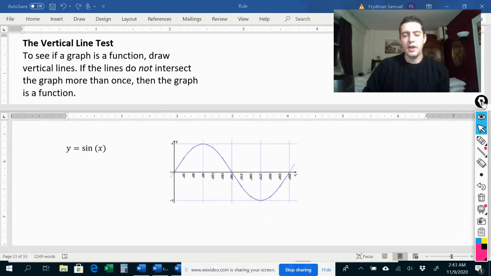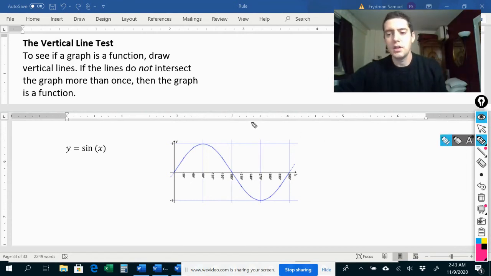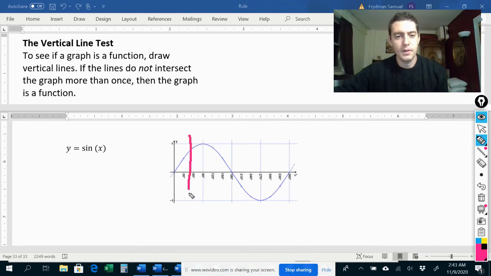All right, let's take a look at this graph, and let's use the vertical line test to see if it is a function or not. So we're going to draw a bunch of vertical lines here, and that one only intersected at one point. Let's draw some more vertical lines and see how many points they intersect in.